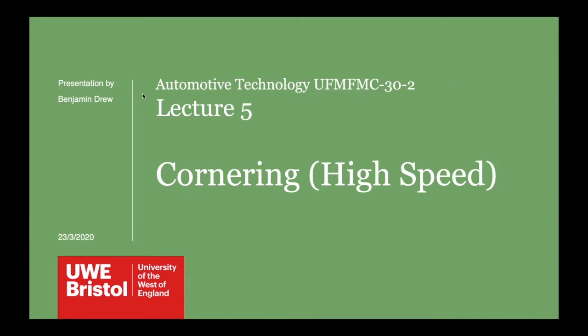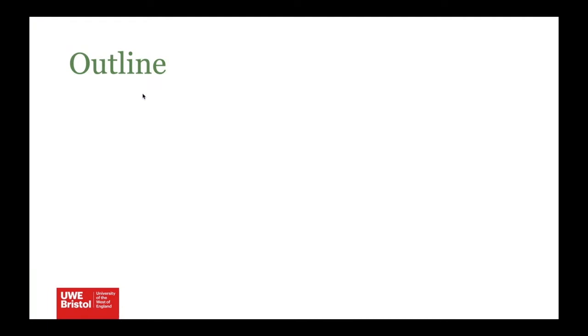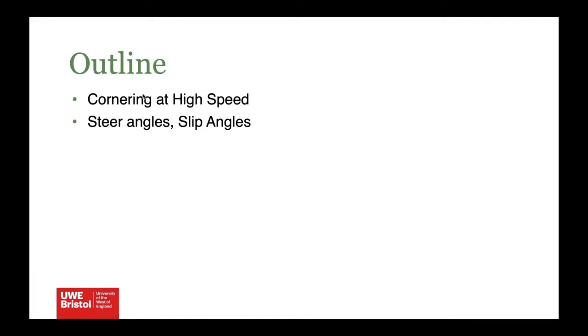So last week we covered low speed cornering in lecture 4, and this week we're going to move that on to high speed. It's a bit more complicated with high speed because our tyres are now no longer simple devices with no slip angles. We've got to involve slip angles. In terms of an outline, we'll talk about cornering at high speed, what that means and how it works, then steer angles and slip angles, and then a couple of critical speeds and characteristic speeds that we need to discuss, and how to work those things out.